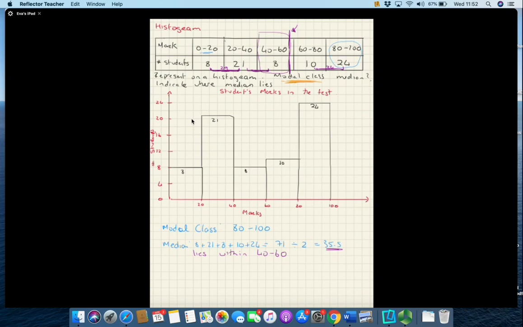Okay, so if I was to draw that then on my chart, where am I? 40 to 60 is going to be somewhere over here. Okay, so I hope that's okay. I hope that makes sense.